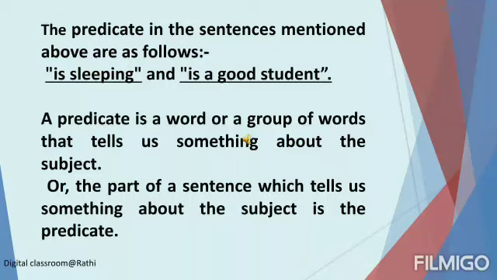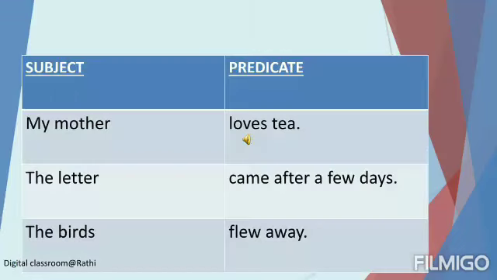The predicates in the sentences mentioned above are as follows: is sleeping and is a good student. So, what is a predicate? A predicate is a word or a group of words that tells us something about the subject, or the part of a sentence which tells us something about the subject is the predicate.